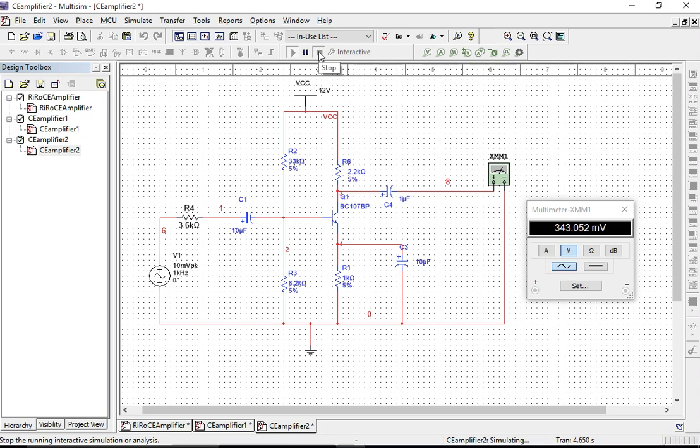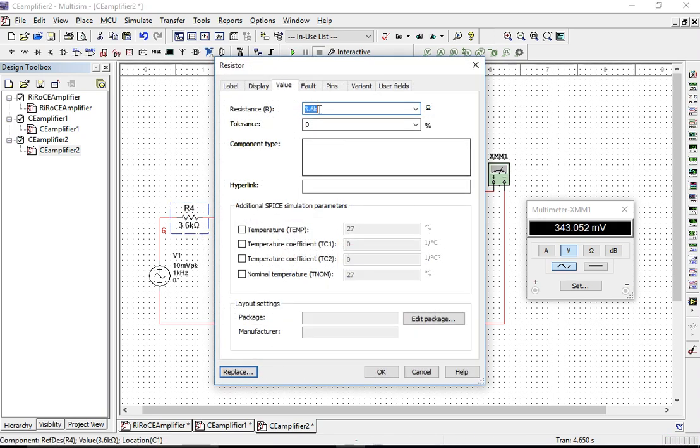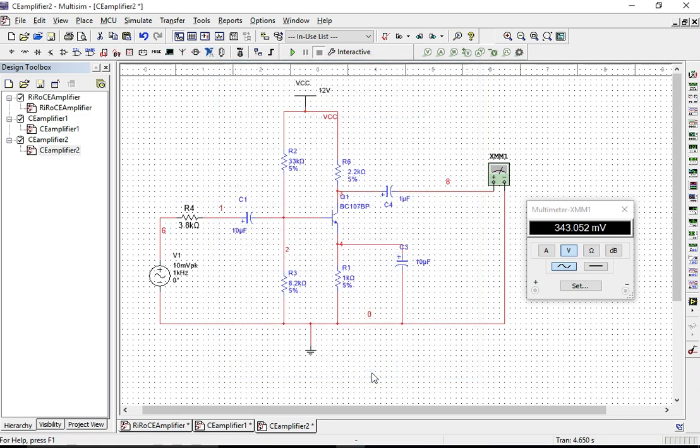So the resistance is reducing means the millivolts are increasing. So I have to increase the resistance. I will change it to 3.8k. See, nearly we got 333. Okay, so I am stopping here. So the required input resistance here is 3.8 kilo ohms. So the circuit is having input resistance of 3.8 kilo ohms.